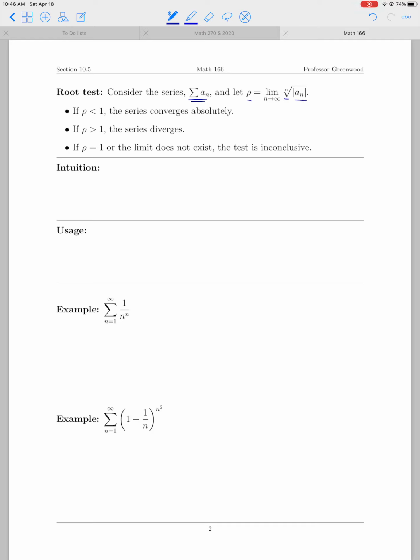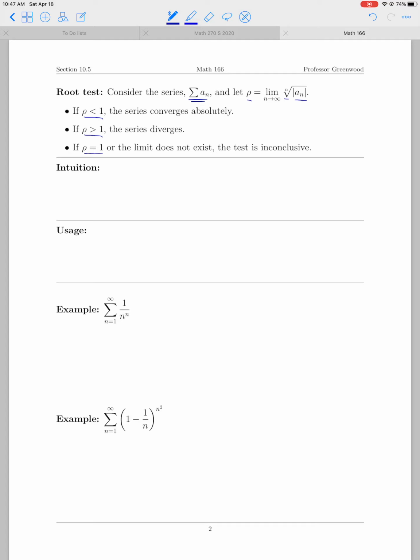So in other words, we're just taking the individual terms, we're taking the nth root of them, and then we're taking the limit. And so the conclusion of the root test is exactly the same, where if rho is less than 1, the series converges absolutely. If rho is greater than 1, the series diverges. And if rho is equal to 1 or the limit doesn't exist for some reason, then you have to do something else.